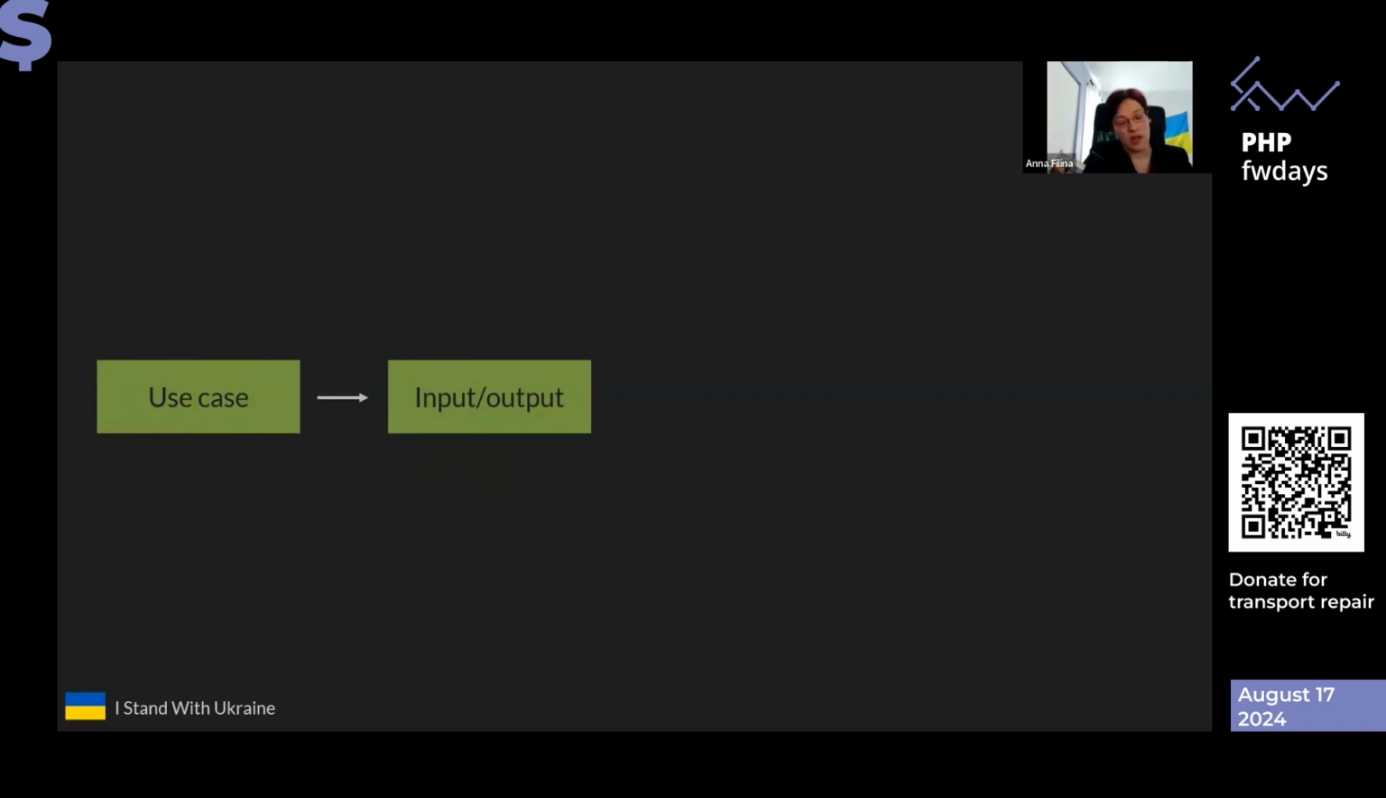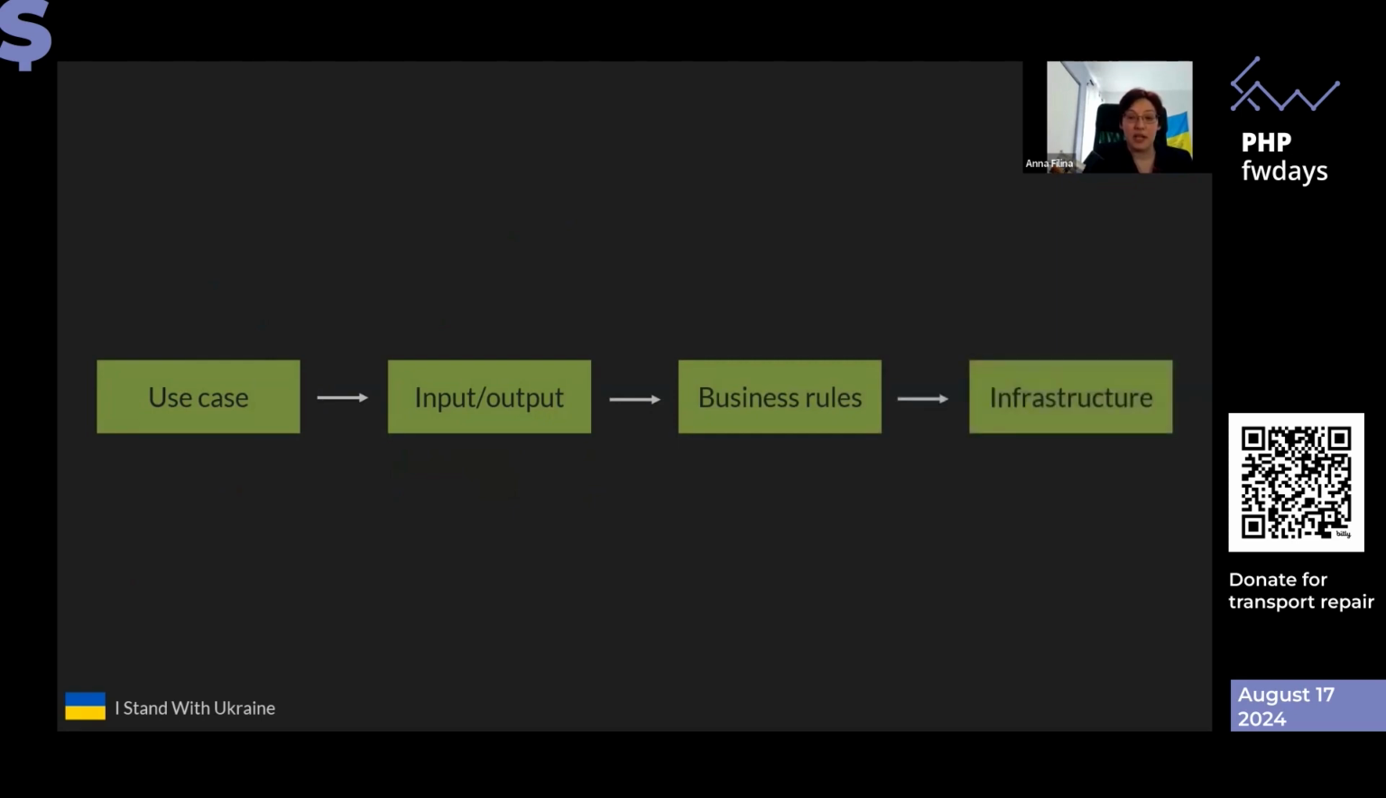I start with a use case. I think about the input output, right? I think about the business rules that are involved. And then I worry about the infrastructure later, right? I capture my understanding of all the details that I discover in code. So every time we have a conversation with other developers, they'll ask me, well, did you think of that? Did you think of that? Okay, let me code something.